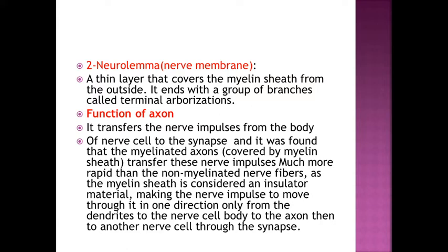It was found that myelinated axons, meaning the axons that are covered with a myelin sheath, transfer nerve impulses much more rapidly than non-myelinated axons, those that don't have myelin. As the myelin sheath is considered an insulator material, it makes the nerve impulse move through it in one direction only, from the dendrites to the nerve cell body to the axon, then to another nerve cell through the synapse.